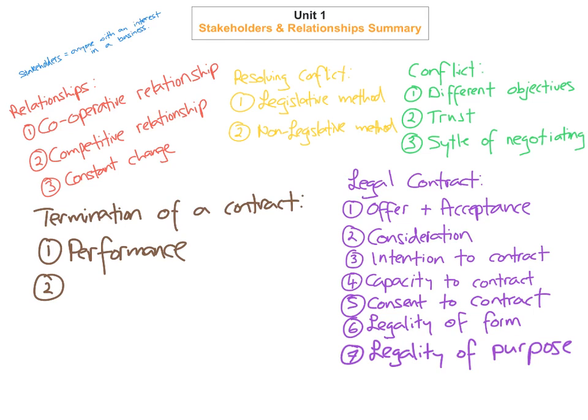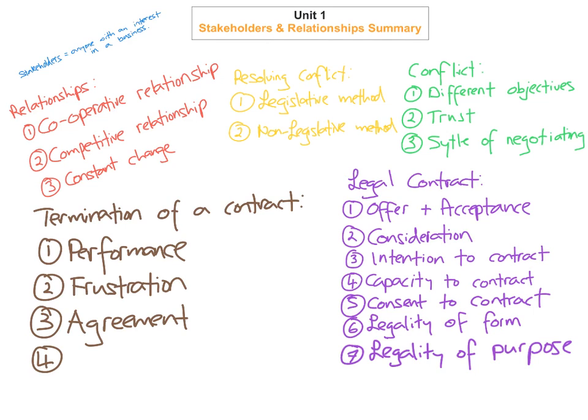The second way is because of frustration. And frustration is when an unforeseen event may happen that prevents the contract from being completed. So an example of this would be death. The third way that a contract may be ended early is agreement. And this is when both sides agree to terminate even though the contract is incomplete.